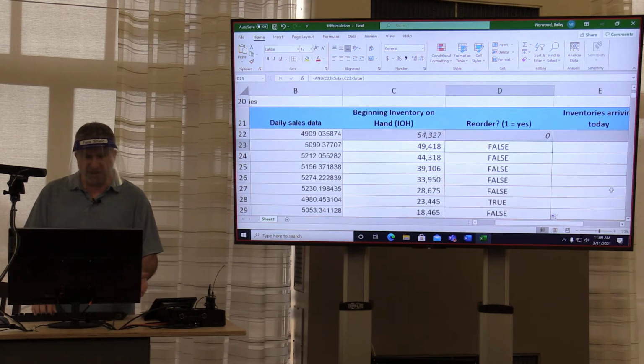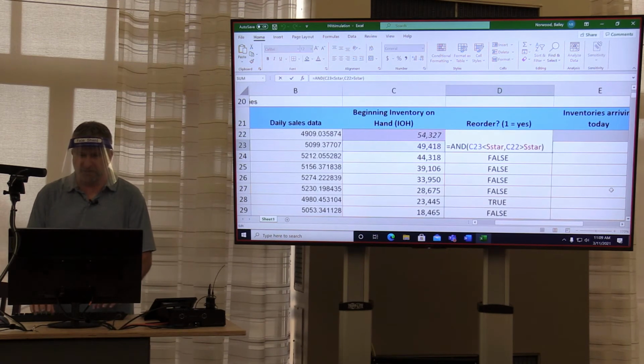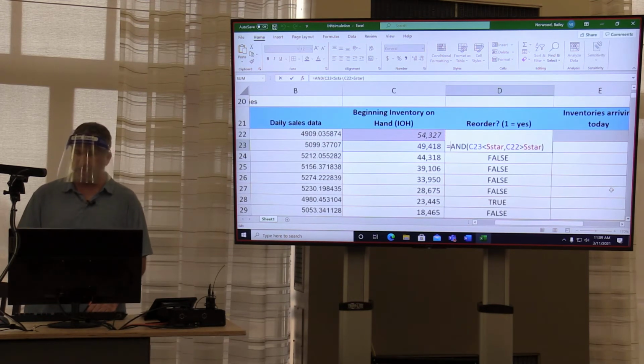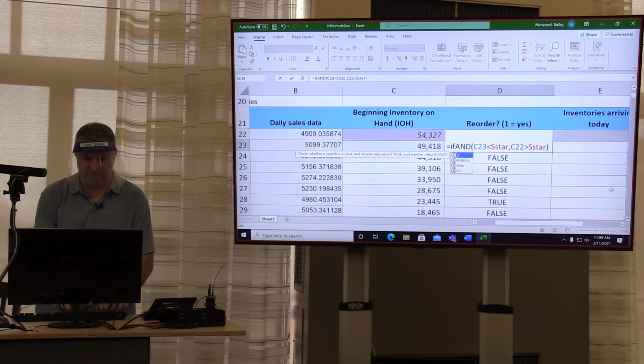And, you know, we could keep it like that, but somewhere along the way, I got really used to using if statements and like 1 as true and 0 as false. So I'm going to change this. I'm going to include an if statement there.